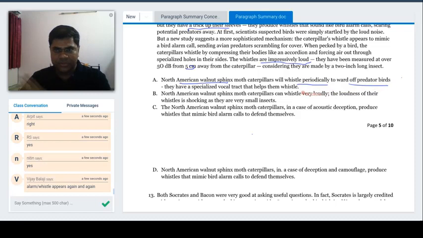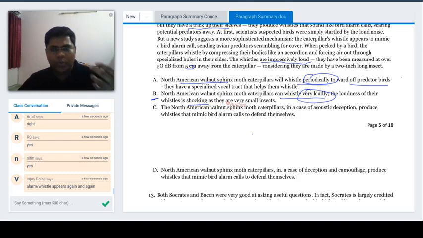Let me go and take the next one. B says North American walnut sphinx moth caterpillars can whistle very loudly. So now I see the difference between the choices, right? It says whistle periodically. It says whistle very loudly. The loudness of their whistles is shocking as they are very small insects. Everything looks fine. Even the shock part has been mentioned. The author says it's very surprising, right?